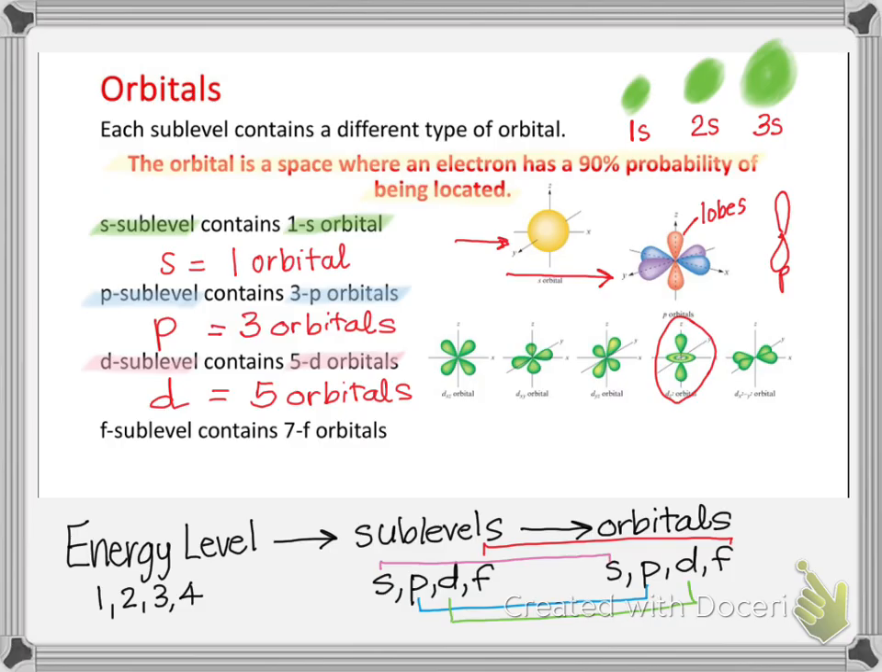And then finally, the f's, which is the last sublevel that we're going to be able to have. We have f, and it contains 7. So there were 7 answers.